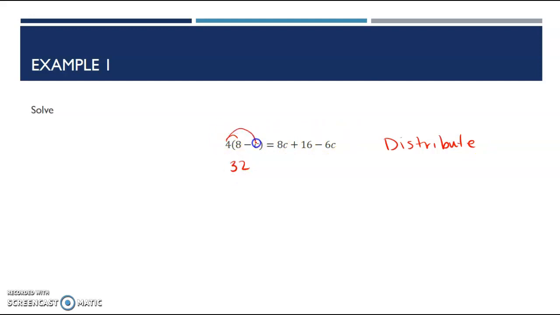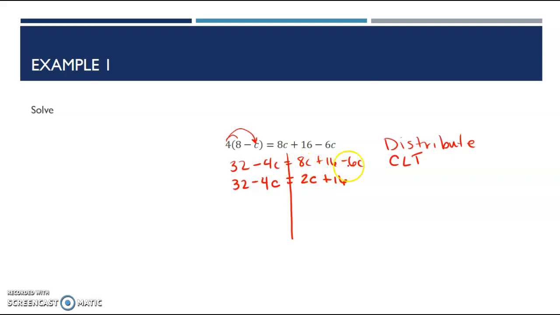And then we're going to take that 4 times the negative c, so I'm going to get minus 4c equals 8c plus 16 minus 6c. Now, when you look at the right-hand side of our equation, notice that we have 2 c's on the right-hand side. So that means I need to combine like terms. So I'm going to leave the 32 minus 4c on the left, and on the right-hand side I'm going to do 8 minus 6, which will give us 2c plus 16.